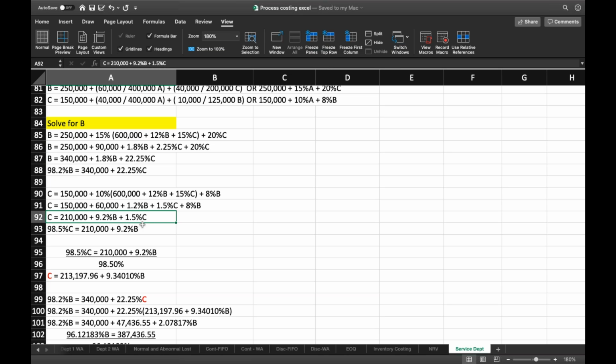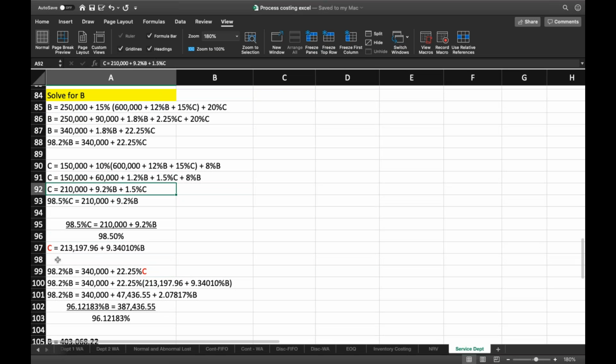Okay, so we transpose 1.5% to the other side. We will now have 98.5% C is equal to 210,000 plus 9.2% B. Now, if we divide this by 98.5, we will get the value of C, which is 213,197.96 plus 9.34010% B. Now, we will use this amount to replace the variable C in the first equation, the first variable that we are trying to solve, and that is variable B.